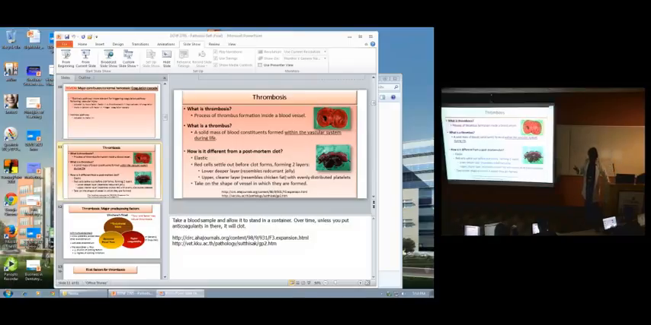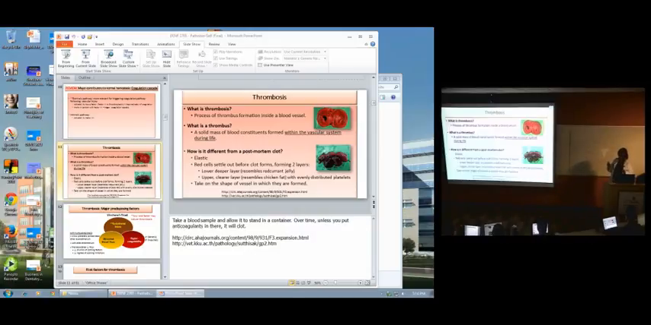Then you have post-mortem, which is after the person dies. So if you had to attend an autopsy, for example, and you saw a blood clot in the vessel, how would you tell whether this clot was formed while the person was still alive or formed after death? So that's why I'm trying to differentiate it.